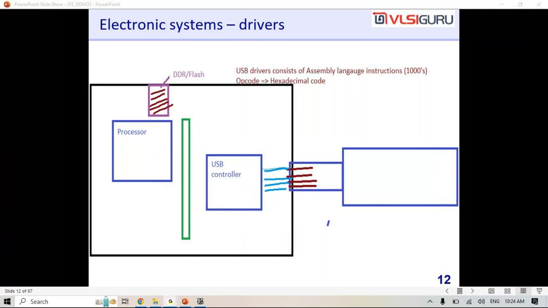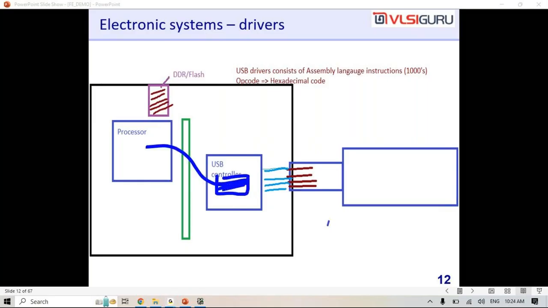So here also essentially the same thing is happening. What is happening? The processor goes and changes the registers that are present in the USB controller, through which its behavior will change. When it is going to transfer, when it is going to get, various things it will change. You got some idea, right?